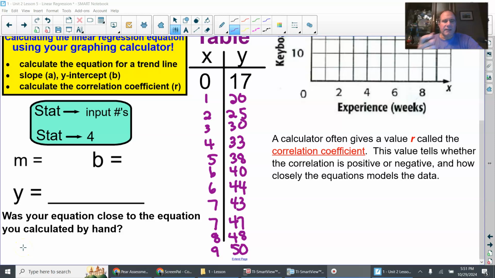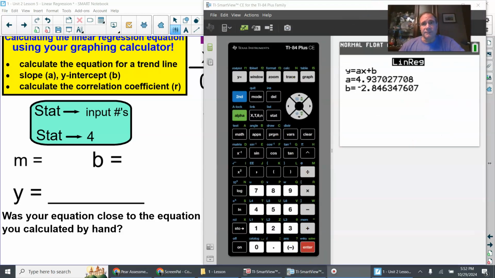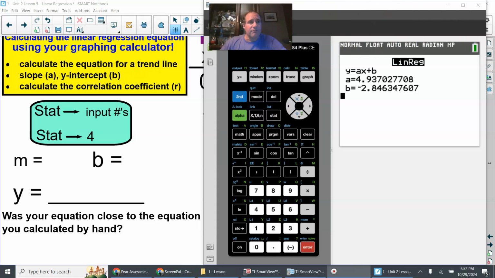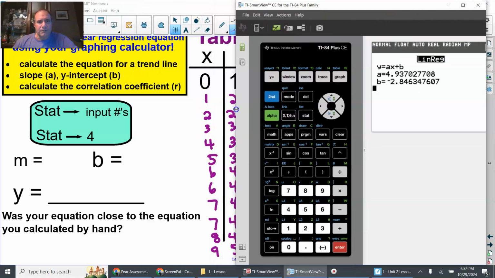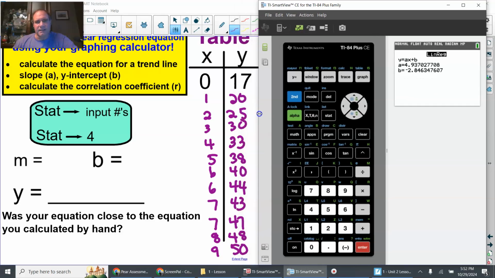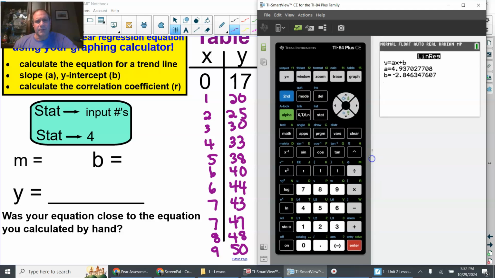So keep in mind, I got all of these points from the scatter plot. Now I'm going to grab my calculator and put all of these points directly into it. But I want to show you how to clear the stat lists, L1 and L2, without resetting the calculator.